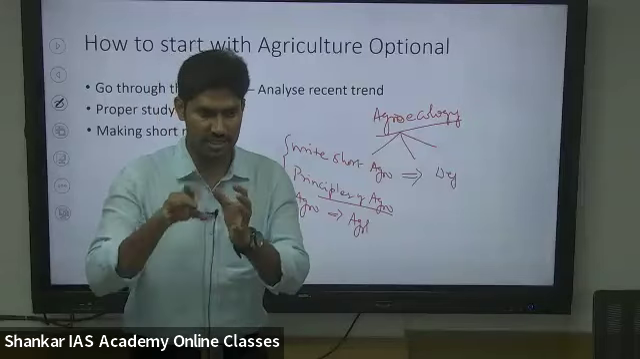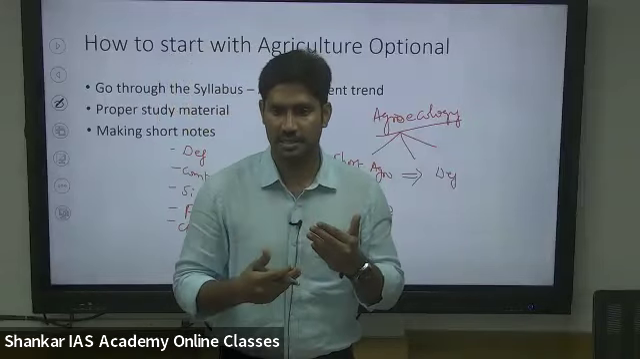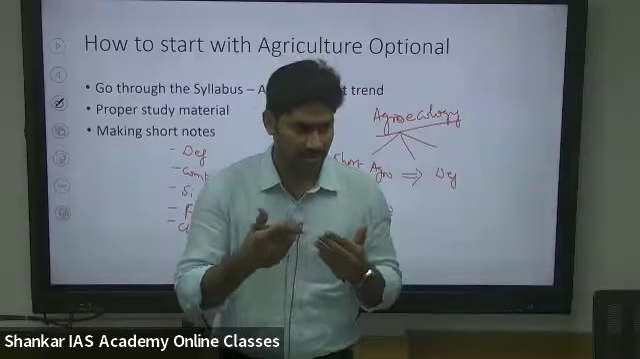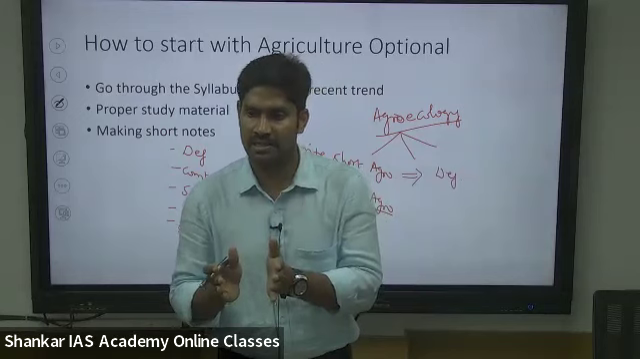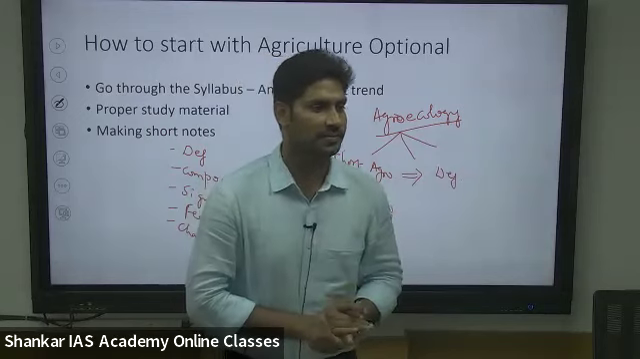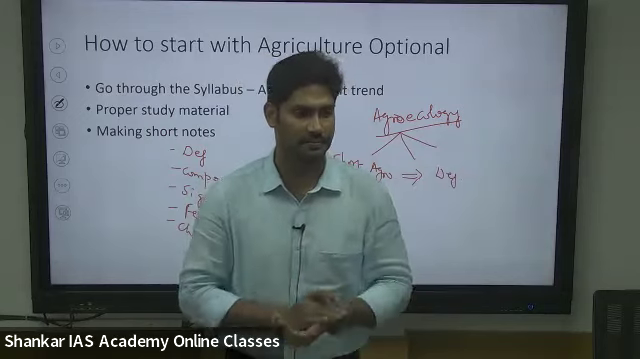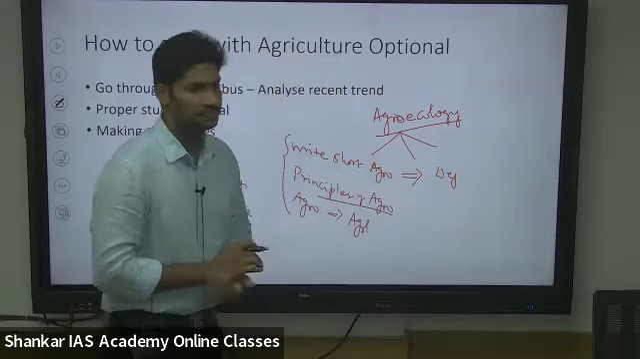So we have to justify that conservation agriculture, natural farming, integrated farming system, and climate smart agriculture are functioning based on the principles of agroecology. You have to justify that. That is the answer for this question.